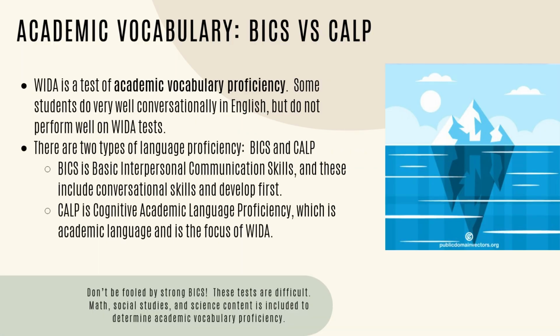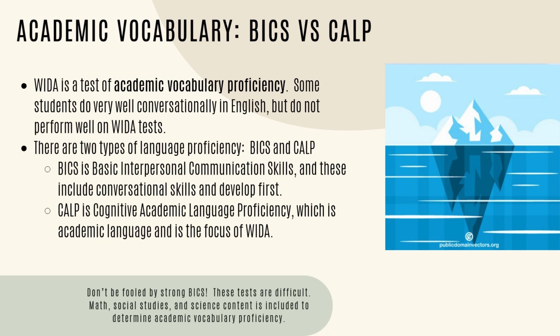Academic vocabulary is super important. This is a test of academic vocabulary proficiency. Some students do very well conversationally in English and do not perform well on the WIDA tests. This is because there are 2 types of language proficiency: BICS and CALP. BICS is the basic interpersonal communication skills, and these are the basic conversational skills that develop first. CALP is cognitive academic language proficiency, and that is academic language, and it is the focus of WIDA. So don't be fooled by strong BICS.